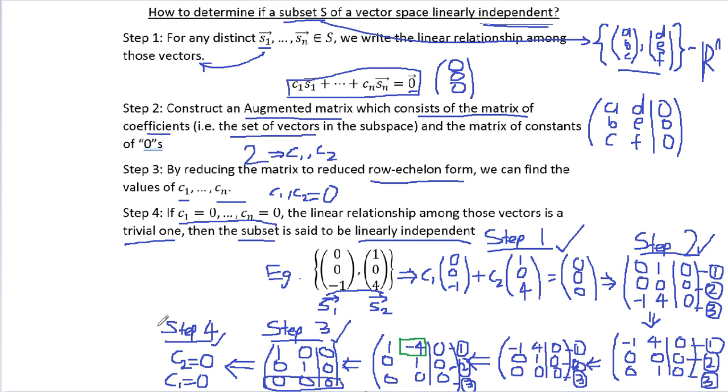Therefore, we can say that it is linearly independent. And hence, the subset containing these vectors is linearly independent. So, tada, we have done it.